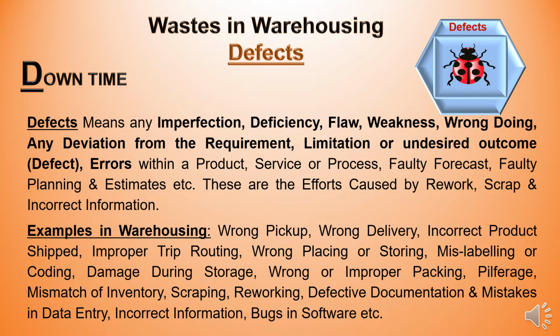Examples in warehousing: wrong pickup, wrong delivery, wrong placing or storing, mislabeling or coding, damage during storage, wrong or improper packing, pilferage, mismatch of inventory, scraping, reworking, defective documentation and mistakes in data entry, incorrect information, bugs in software etc.